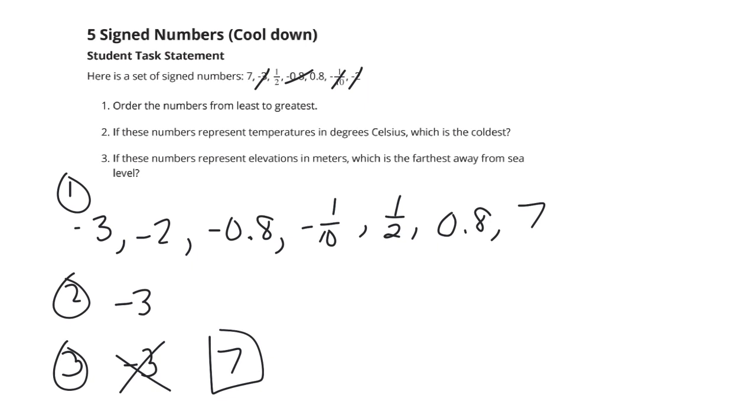And so, if you looked at that negative 3 and 7 on this exit ticket cooldown again, the absolute value of 7 is 7. The absolute value of negative 3 is 3. It represents 3 units from 0, or 7 units from 0. And it helps us answer questions like, if these represent elevations in meters, which is the farthest away from sea level? 7 is farther from sea level than negative 3.